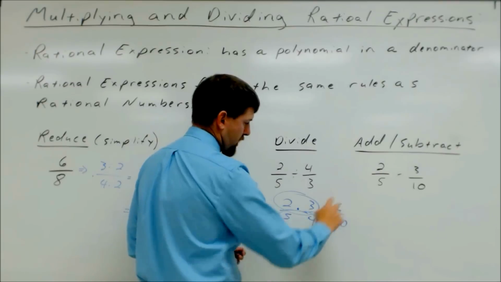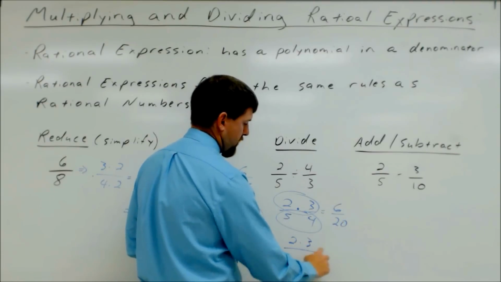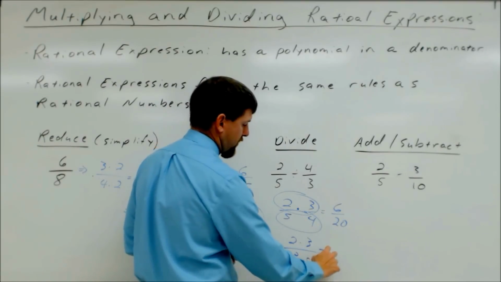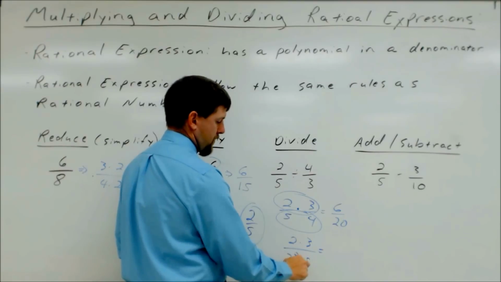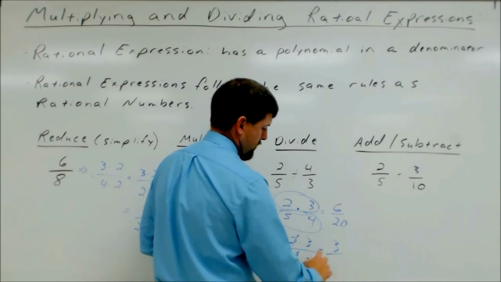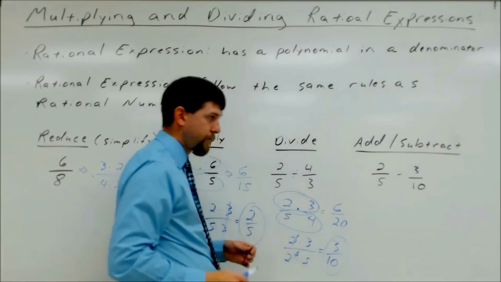So 2 times 3 over 4 times 5, which is 2 squared times 5. So 2 and 2 cancel. So I get 3 over 2 and 5, which is 10, 3/10.